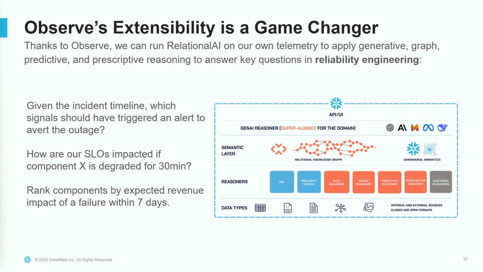And you need to rank components, you need some sort of prediction to do that, right? You need to predict what are the signals that should have triggered an alert. You need to exploit the graph nature of your system. If you have millions of components in your system and telemetry coming in from each of them, you better have some sort of graph system to understand the relationships between them.